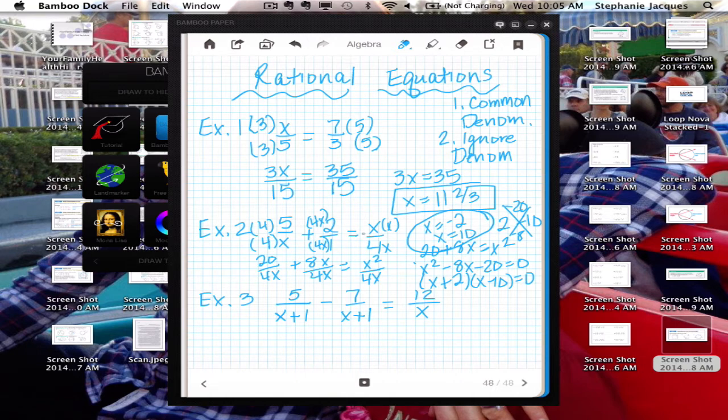So I went through my steps. I found my common denominator. Then I ignored the denominator and just solved with the numerators, and it gives me x.